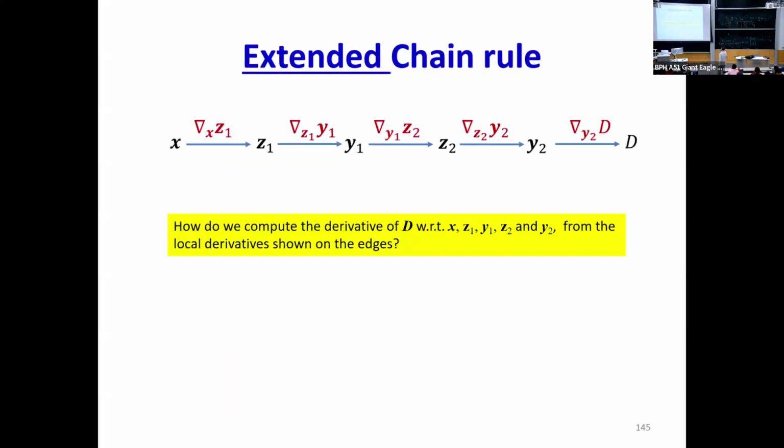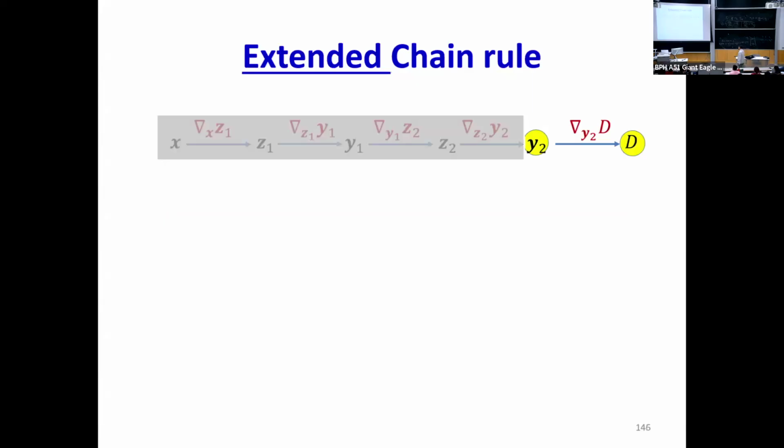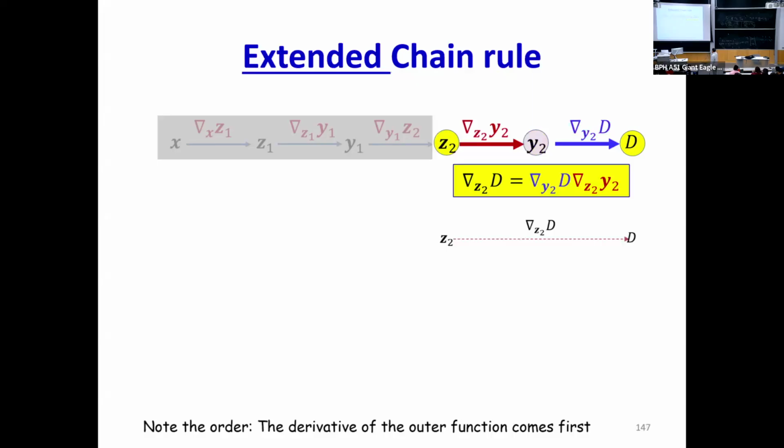So now suppose I have something. X influences z1, influences y1, influences z2, influences y2, influences d. Right? How do I compute the derivative of d with respect to, say, x? Here's what I can do. First, d is a function of y2. So the derivative of d with respect to y2 is just the nabla d y2, right? Now then, if I want the derivative of d with respect to z2, just looking at what happened above, you can say that the derivative of d with respect to z2 is the derivative of d with respect to y2 times the derivative of y2 with respect to z2. I just write multiply.